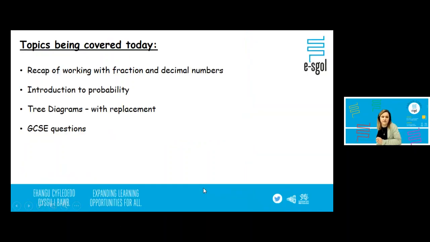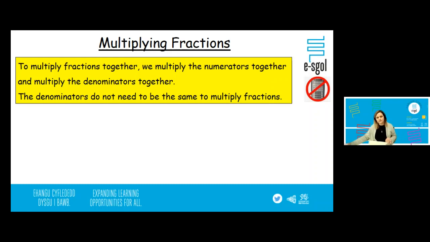So these are the things that we are going to look at today. We're going to do a very quick recap of just working with fractions and decimal numbers. Those are really key to our probability work. And then we're going to look at a basic introduction to probability and then go on to our tree diagrams and our GCSE questions. So to start with, we're going to work with fractions.